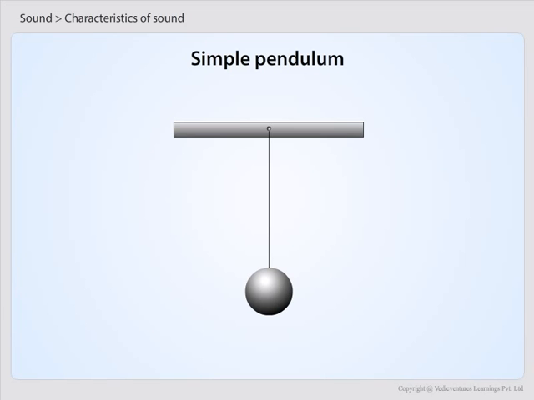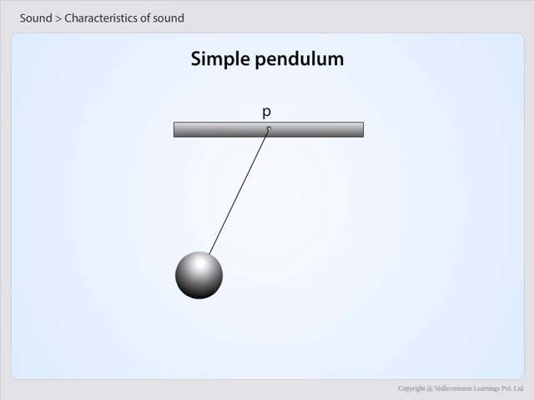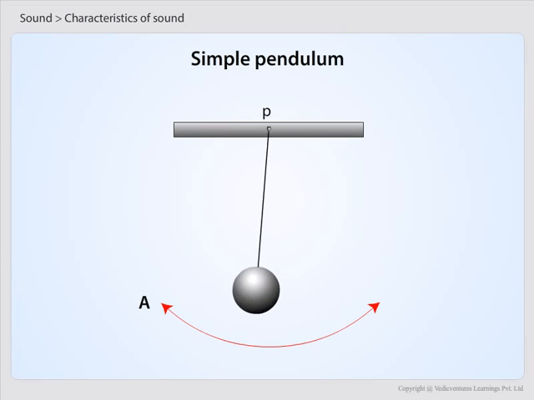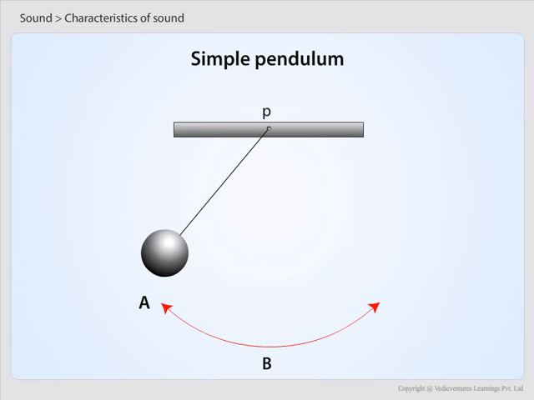Let us recap the simple pendulum. A simple pendulum consists of a bob of mass m hanging from a string of length L. It is fixed at a point P. Pull the bob to one of the ends, say A, and leave it. The pendulum starts oscillating from the point A to B and then to C, and it comes back.